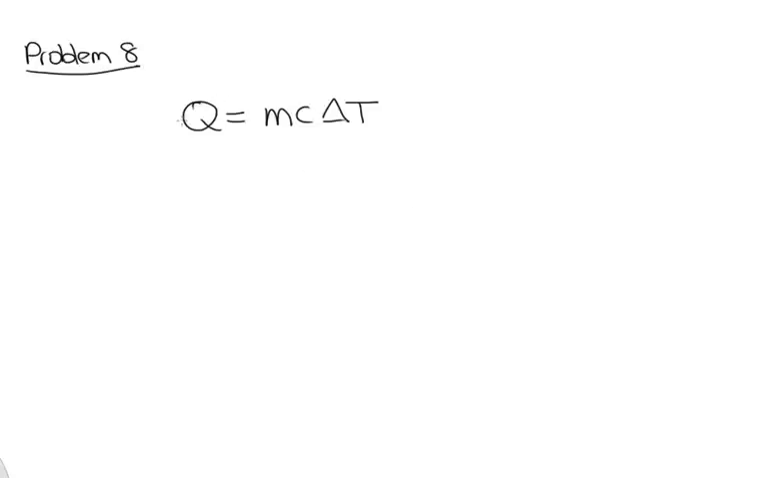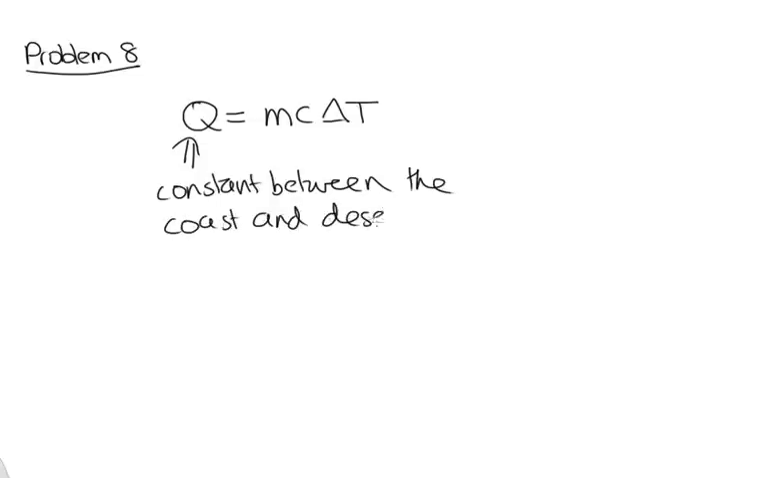Now Q, this is the heat which comes from the sun, so we can assume that this is constant between the coast and desert. That's just because this heat comes from the solar radiation, and we would expect the same amount of solar radiation to be hitting the desert as the sea. It shouldn't depend where on the surface of the earth you are, to a certain extent.